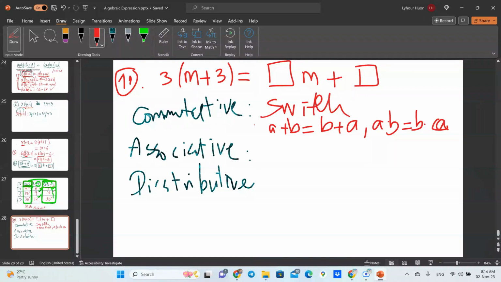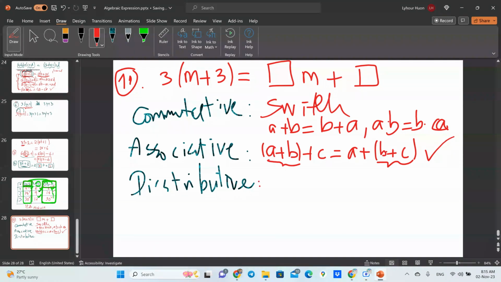I found my notes, but it's like the ability to change the parentheses and the order, right? Yes, and the result will be the same. So for example, a plus b plus c, or a plus b plus c with different grouping, are the same. So even if you are in these groups or these groups, the result will be the same. So this is associative. How about distributive?